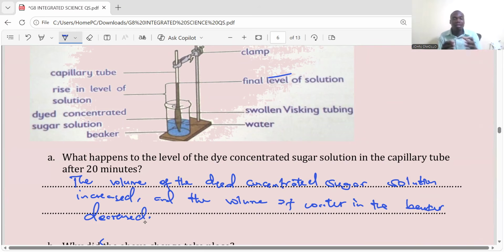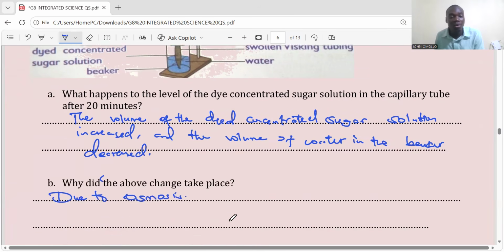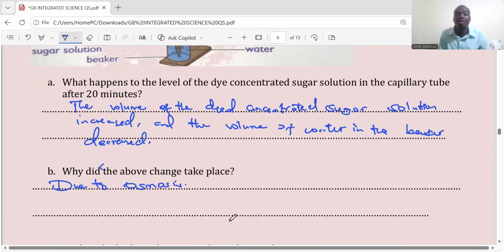Decreased. So those are some of the changes that happened after 20 minutes. The volume of the dyed concentrated sugar solution did what? Increased in volume. But after that, the volume of water did what? Decreased. Why did that happen? Due to osmosis.